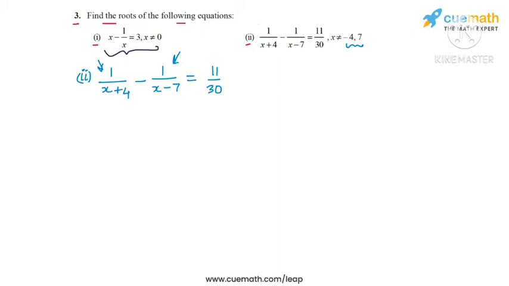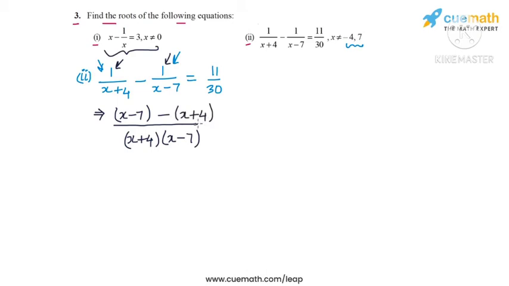So once again, this is not written in the standard quadratic form, so let's first convert it and rewrite this as an equation in quadratic form. We have two terms on the left hand side, so let's take the LCM of the denominators. So we will get x plus 4 times x minus 7, and then corresponding to the first numerator 1, we will get x minus 7, and then minus corresponding to the second numerator 1, we will get x plus 4.